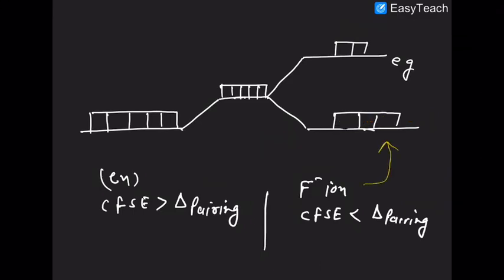Now consider the case of fluoride ion. In fluoride ion, the CFSE is small, so no pairing will take place. So 1, 2, 3, 4, 5, and that is 6. So now in this case pairing will not take place. So these orbitals are not available for bonding when fluoride ion is present. So what will happen? The outer 4d orbitals are used in that case.